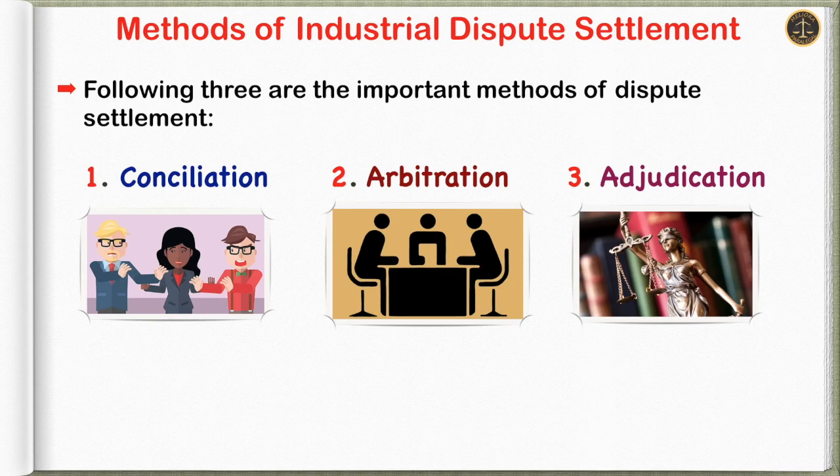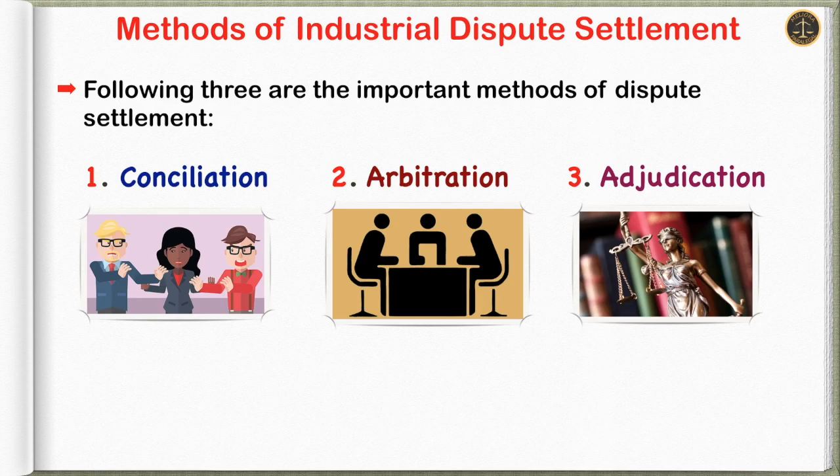Arbitration is a process in which the conflicting parties agree to refer their dispute to a neutral third party known as an arbitrator. Arbitration differs from conciliation in the sense that in arbitration, the arbitrator gives his judgment on a dispute, while in conciliation, the conciliator helps the disputing parties to reach a decision.